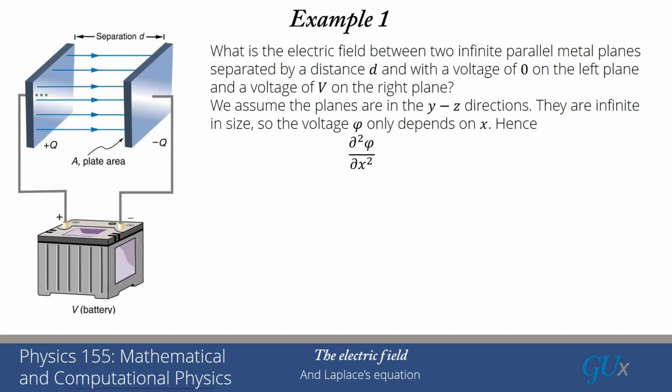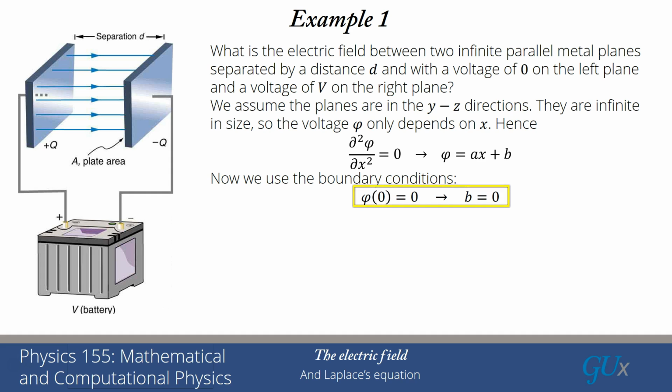So because phi only depends on x, our Laplace's equation simply becomes the second derivative of phi with respect to x squared is equal to 0. That's a very easy differential equation to solve. It simply says phi is equal to ax plus b, a linear function. Now we use the boundary conditions to determine a and b.